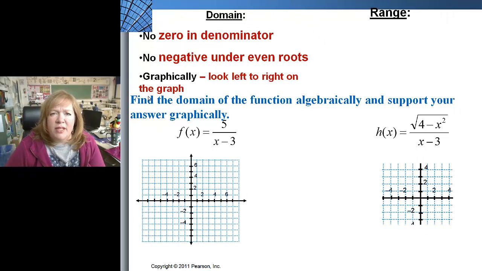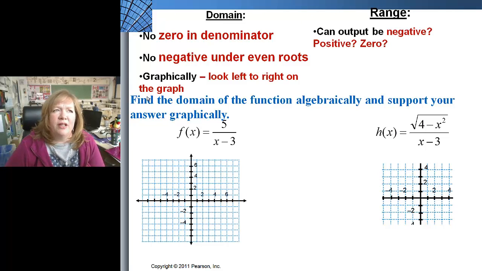The range is the y's, the outputs. For the range, you ask, can the output be negative, positive, zero? That'll clue you in if there's anything that is not going to come out of a function. For example, if you have y equals x squared, x squared can never be negative, so you know the range is not going to include negative numbers, because when you put anything in for x, you can't get a negative back out.